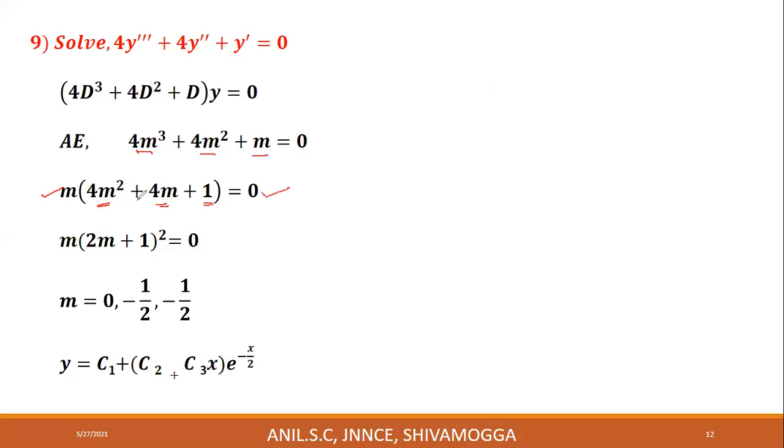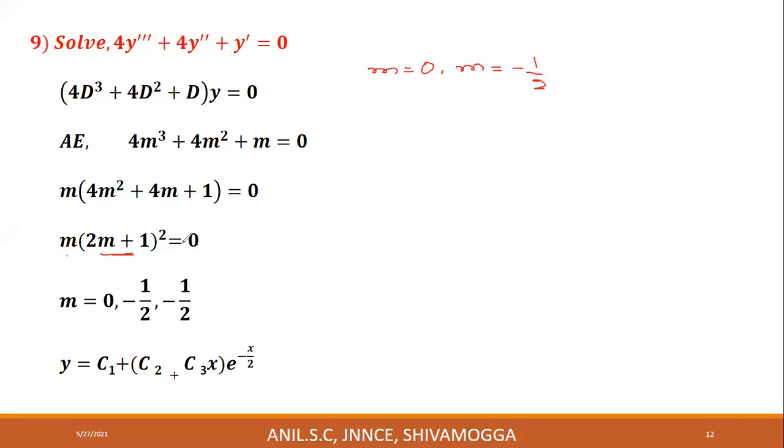Therefore, m into 4m square plus 4m plus 1, which is the expansion of 2m plus 1 whole square. Clearly it takes the a plus b whole square form. If you expand this, a square is 4m square, plus b square is 1, plus 2ab is 2 into 2m, that is 4m. 4m square plus 4m plus 1 is the expansion of 2m plus 1 whole square. Therefore, m is equal to 0 or 2m plus 1 is equal to 0. 2m plus 1 is equal to 0 means m is equal to minus 1 by 2.